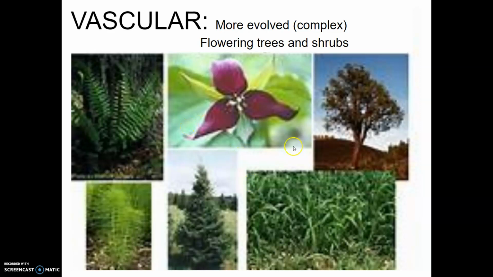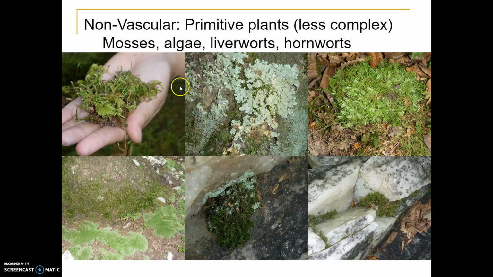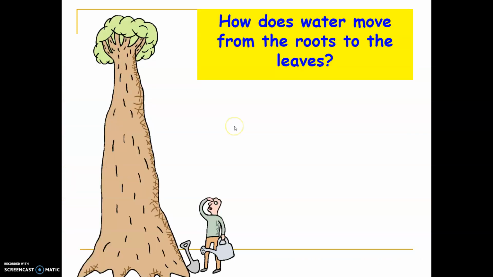So vascular plants, again, are tall trees, our grasses, and anything flowering. Non-vascular includes basically all the mosses and algae. Liverworts and hornworts are variations of types of mosses that have kind of what would look like leaves, but they don't count as leaves. So we don't care about this page, though.